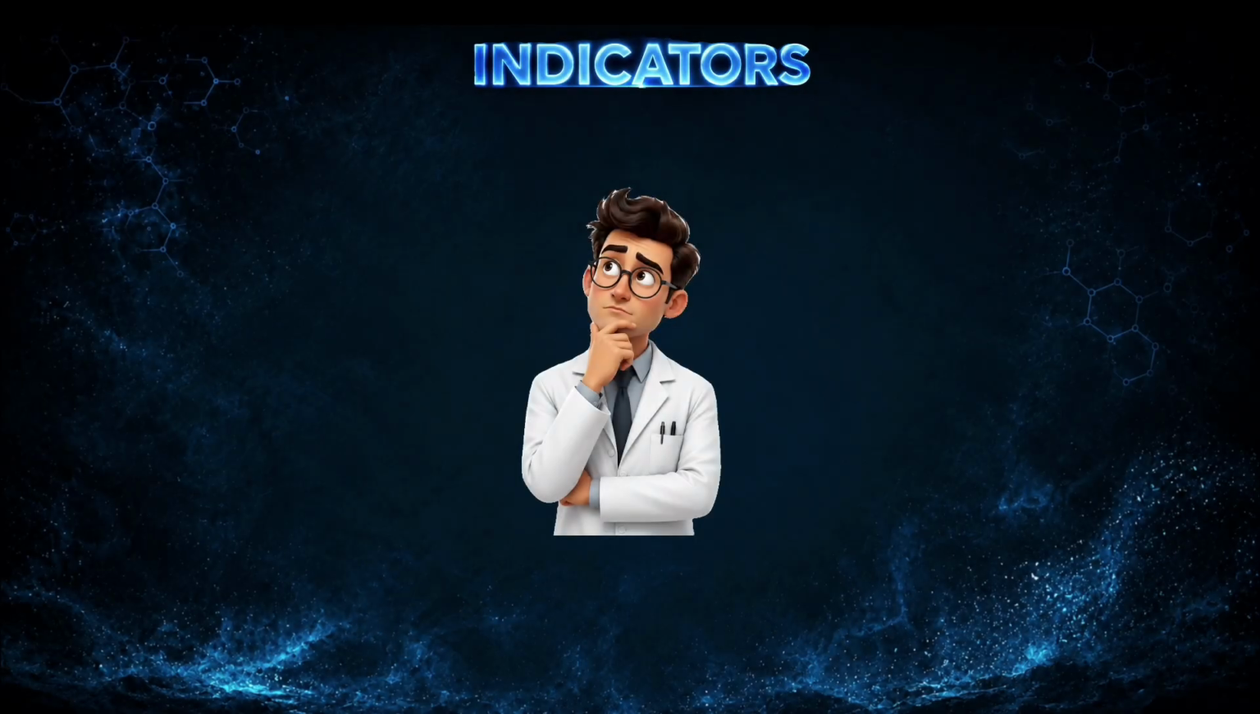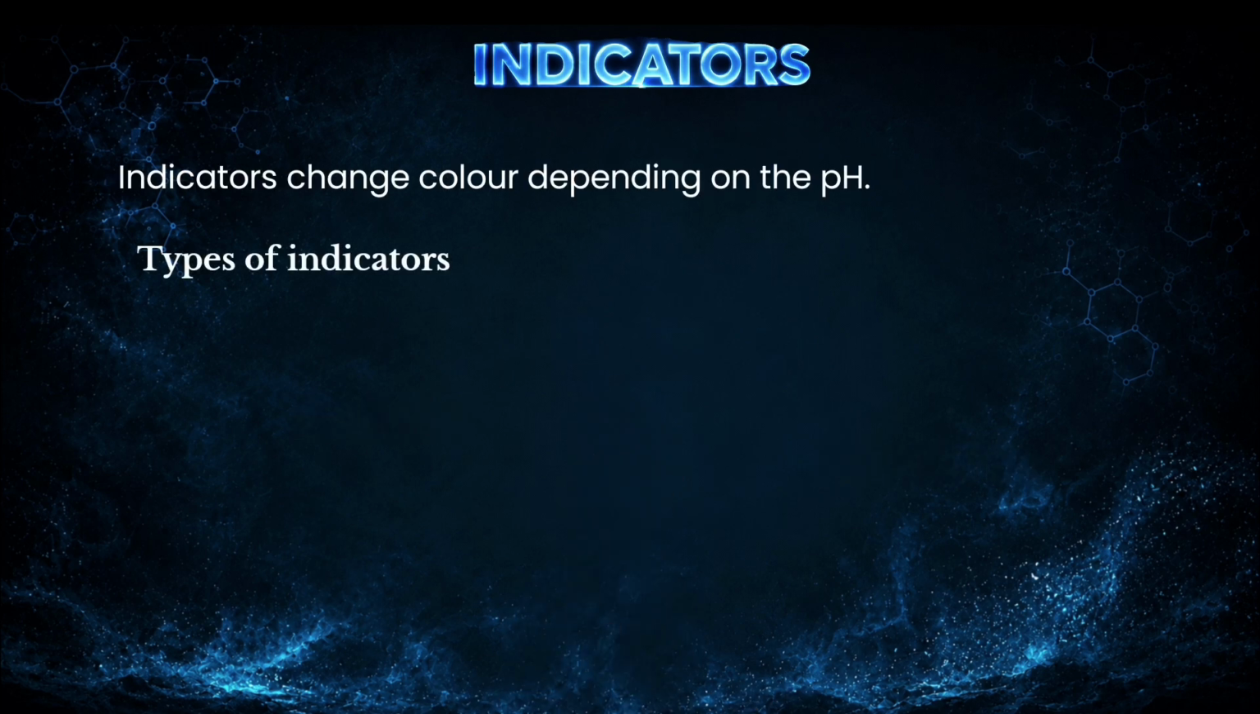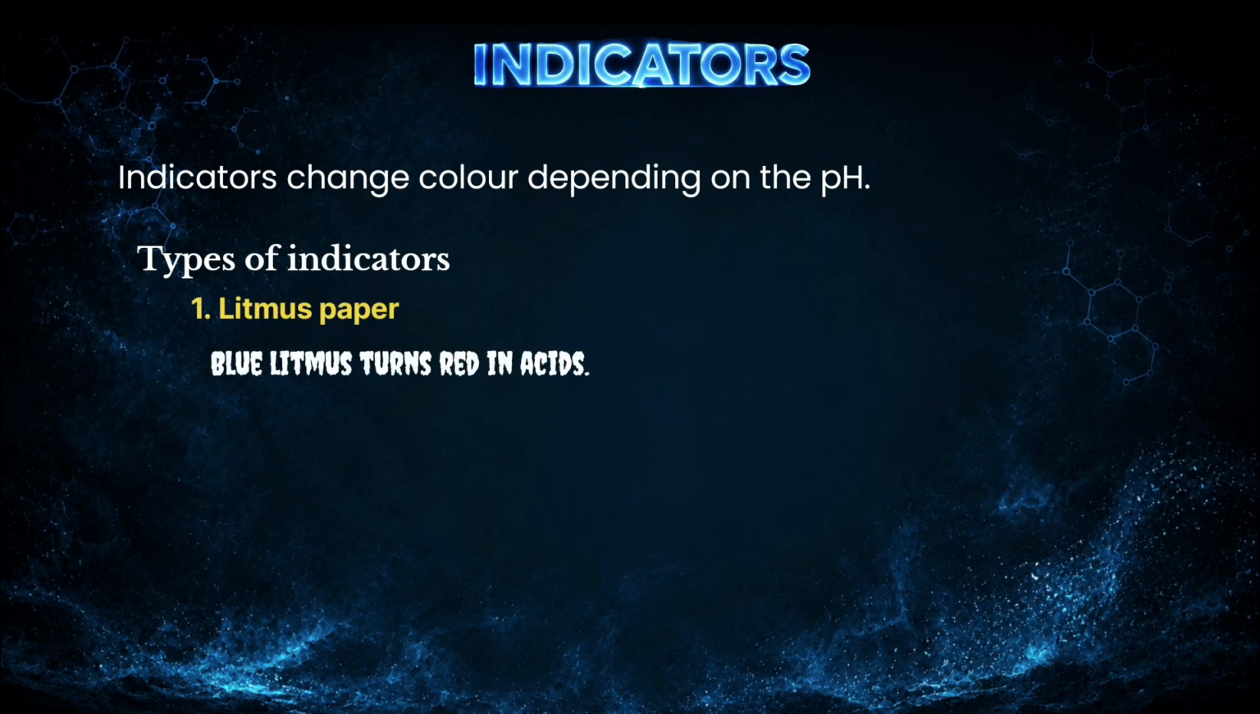Scientists don't guess whether something is acidic or alkaline. They use indicators. Indicators change color depending on the pH. Types of indicators. First, litmus paper. Blue litmus turns red in acids. Red litmus turns blue in alkalis.